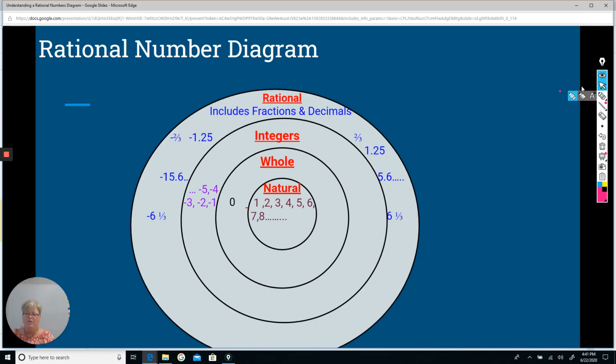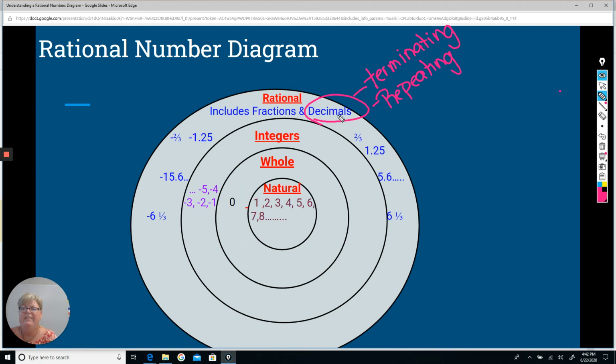Now, I want you to look at the only difference here. Rational numbers is everything inside, so that includes all the natural numbers, whole numbers, integers, and also fractions and decimals. It's important on the decimal, you remember that it is terminating or repeating. Those are the numbers that are included.